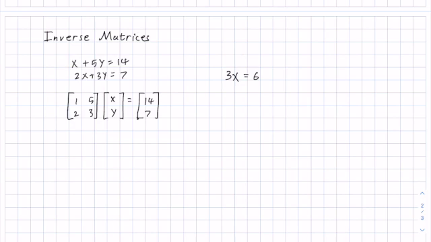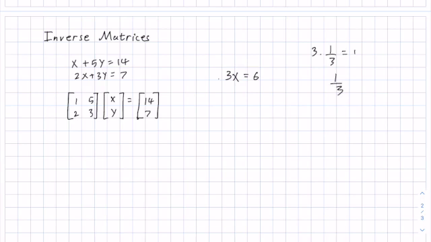Now, how would you solve this equation? Normally, you just divide both sides by 3. So x would equal 2. Well, you obviously don't know how to divide matrices. What dividing is essentially is just multiplying by the inverse. So instead of dividing, we could multiply by the inverse of 3, and the inverse of 3 is 1 over 3. So 3 times 1 over 3 is 1, so 1 over 3 is the inverse.